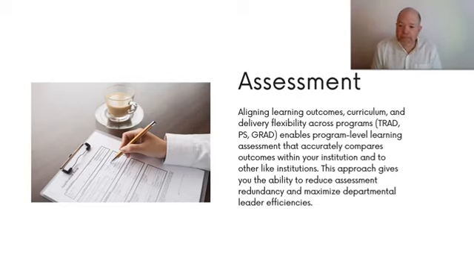And then we come to assessment. So of all these different factors, we come down to assessment, and that's the last of the 5 factors. So aligning learning outcomes, curriculum and delivery flexibility across programs, traditional professional studies, graduate programs, enables program level learning assessment that accurately compares outcomes with your institution to other like institutions. This approach gives you the ability to reduce assessment redundancy and maximize departmental leader efficiencies.